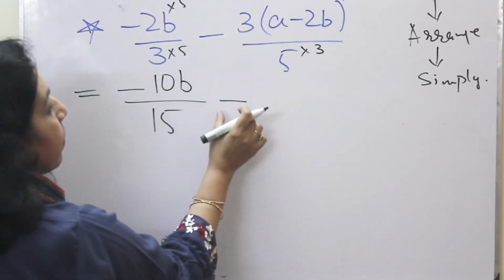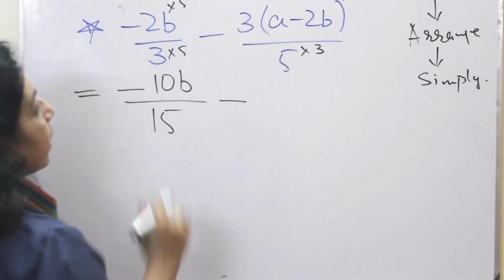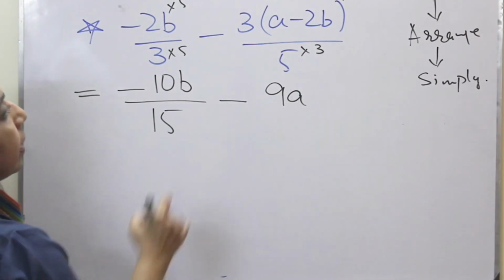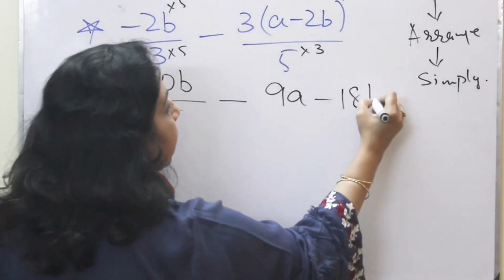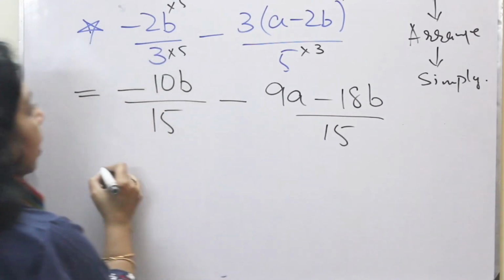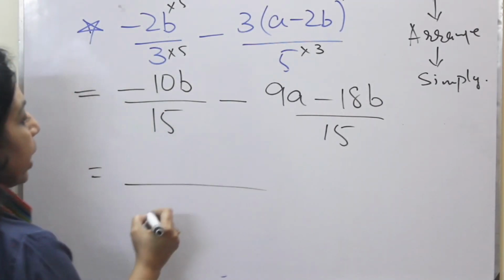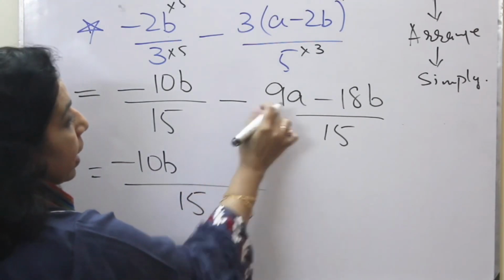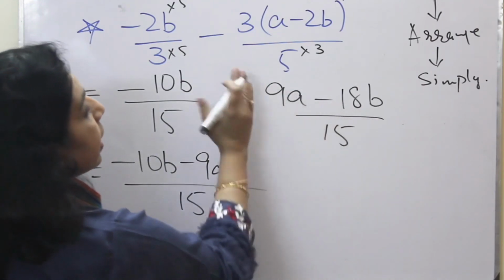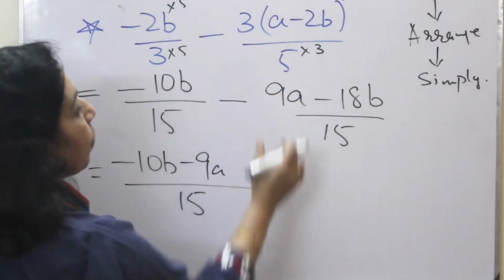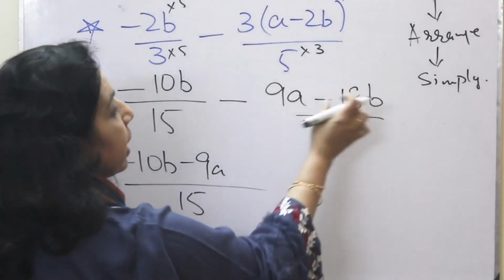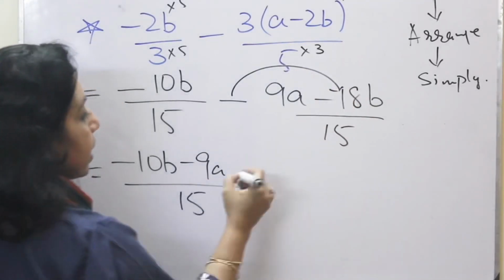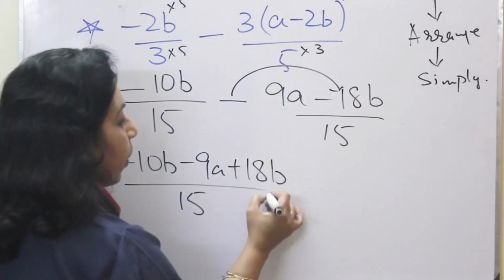This minus sign will remain as it is. This 3 will be multiplied with this 3, and 3 3 is a 9. 9 multiply a, and then 9 multiply 2, 18b over 15. Have the same LCM, same denominator, add the numerators, minus 10b. Now this minus will affect these two. Right now this 9 is positive, but when we shall open it, it will become negative, and this 18b is negative. When we shall bring it on the same fraction, this minus sign will affect this minus sign and it will be positive.